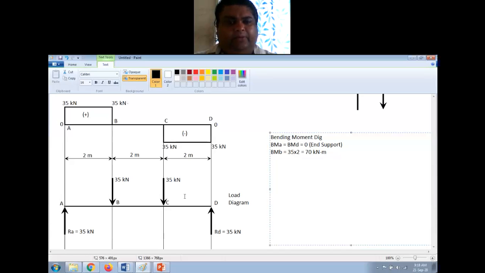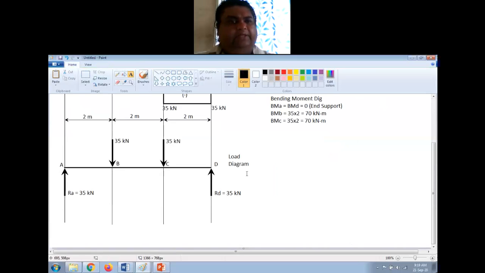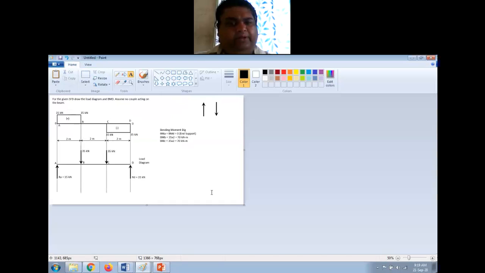Then I have to come to point C, and at point C, again if you see here, on the right side I have only one force, left side you have two forces. So take the right side, it's an upward force here. This is making a counterclockwise couple. Right side counterclockwise is positive. So BMC is equal to positive 35 into 2, and that is equal to again 70 kilonewton meter, right? So I have done all the calculation of bending moment that is required. Now I can draw the bending moment diagram.